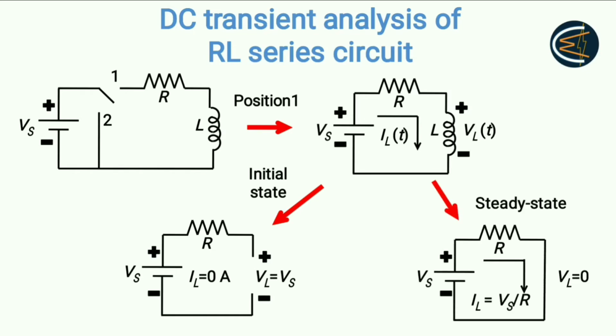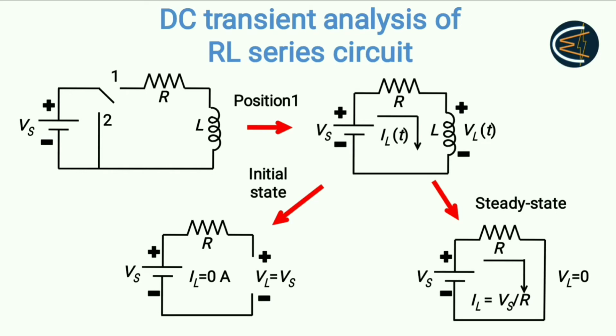And what will be the steady state case? At the steady state, that means t tends to infinity, the inductor behaves as short circuit path. That means it provides 0 inductive reactance, so voltage across this inductor will be 0 and it is now a pure resistive path. So current will be Vs by R at steady state condition. These things will be clear if you first go through the previous video lectures, that why initially it is open circuit and why finally it is short circuit.